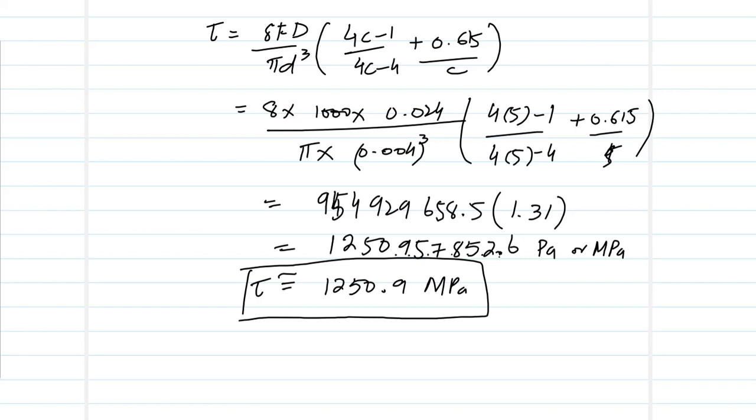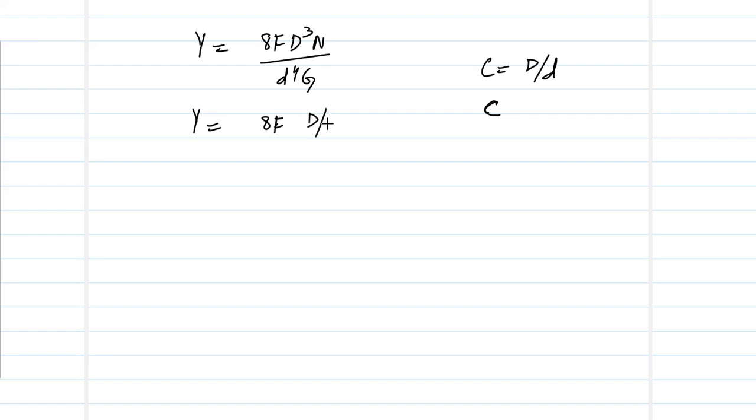The another way of solving the same problem is again using the same formula, that is 8FD cube N over d4G. Now if we know that C is equal to capital D by small d, and I just write this formula like this, 8F, and I take D cube over d in the numerator and only d remains in the denominator, that will come out to be y is equal to 8F into C cube N over dG.